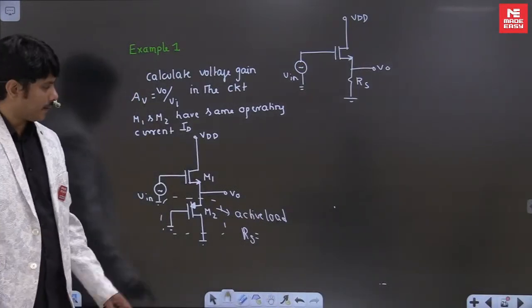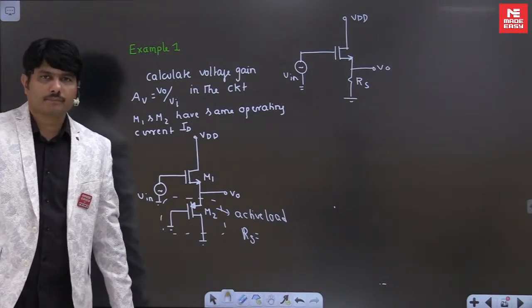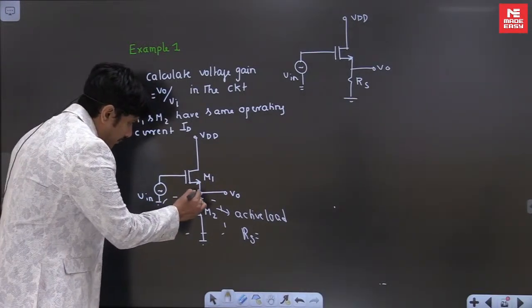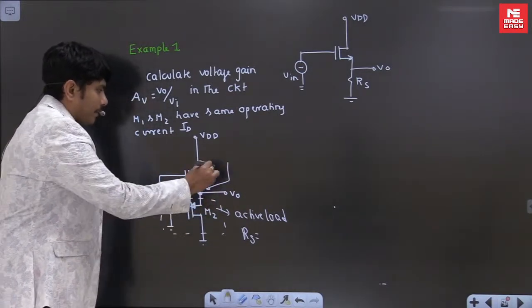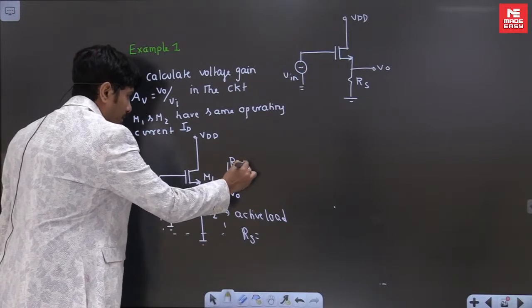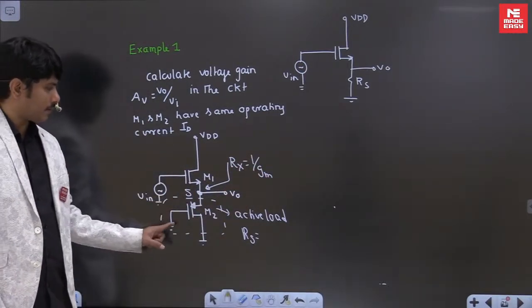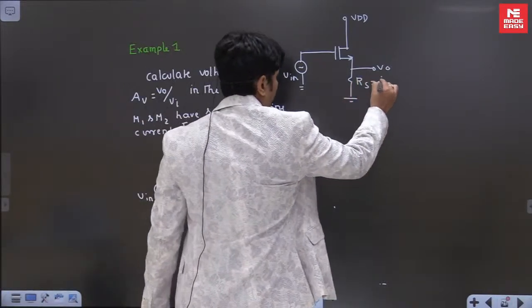The only twist is, this RS is not passive, it's an active load. Then you already studied that. You're taking the output from the source. You're seeing from the source. Then what is Rx value from the source? It is 1 by GM. That means this total transistor is simply replaced by 1 by GM. So this will become 1 by GM.